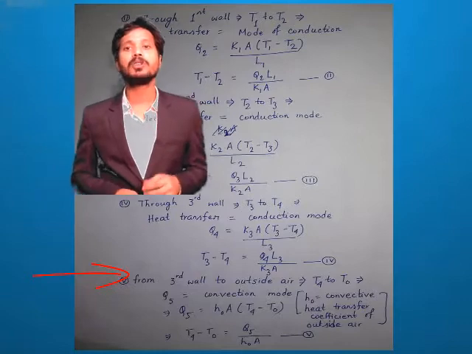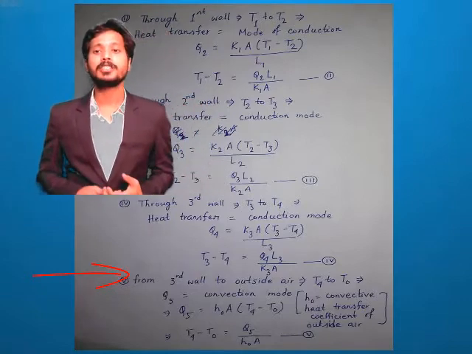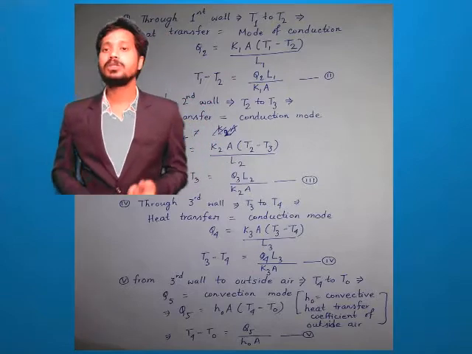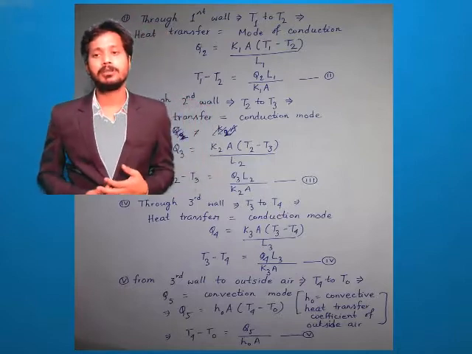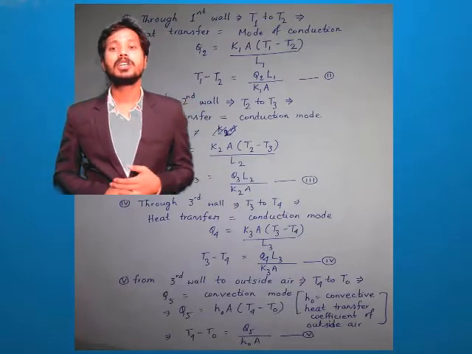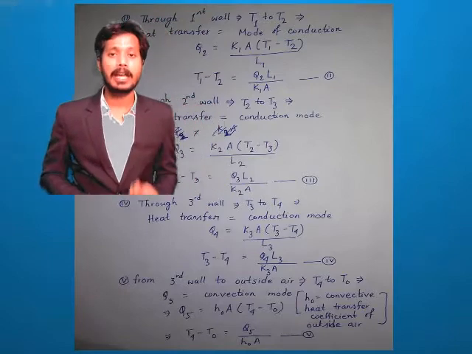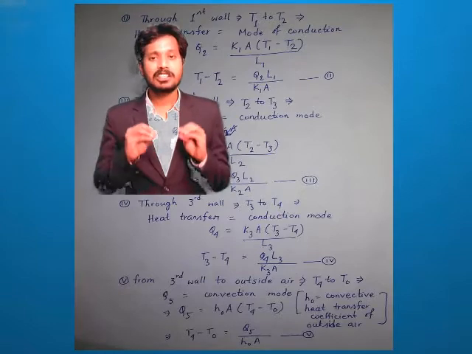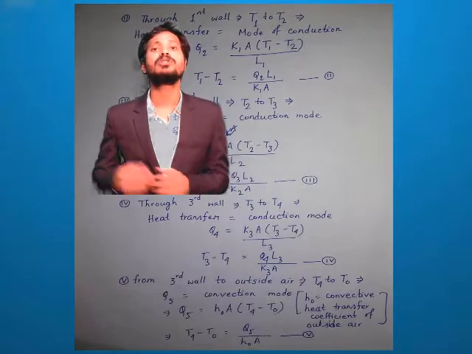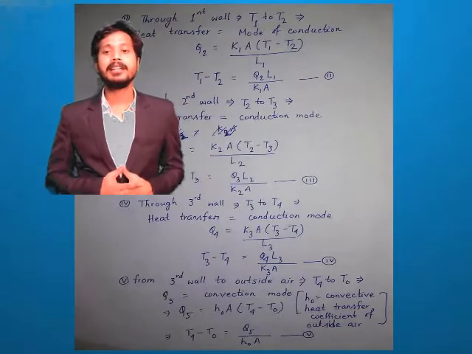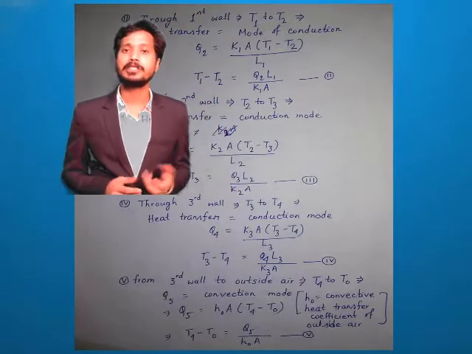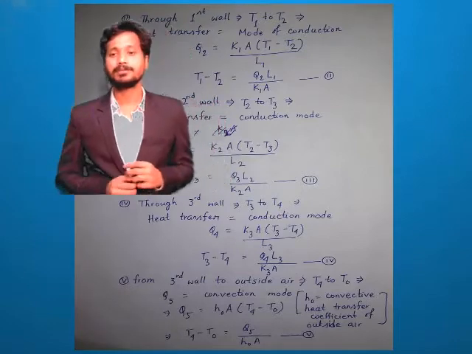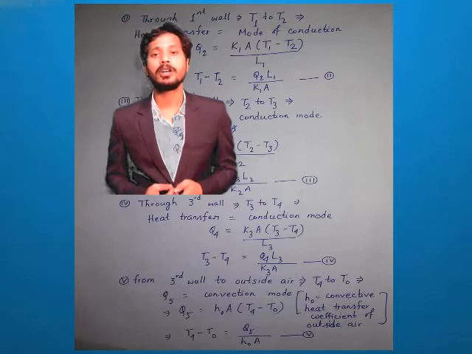So in convection mode, we know the formula, Newton's law of cooling. As per Newton's law of cooling, we can write Q equals H into A into delta T. So as per the nomenclature, I can write Q5 equals H naught into A into T4 minus T naught. What is this H naught? H naught is the convective heat transfer coefficient outside, the outside air. A is the area and T4 minus T naught is the temperature difference between the wall and air. So we can write T4 minus T naught equals Q5 by H naught A.